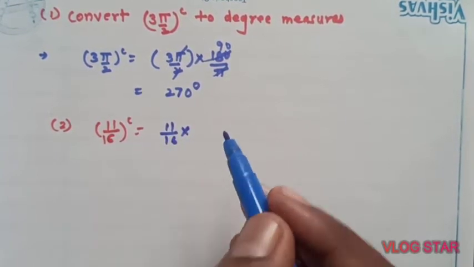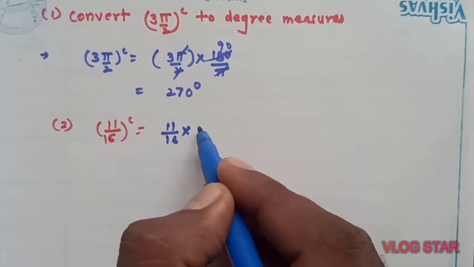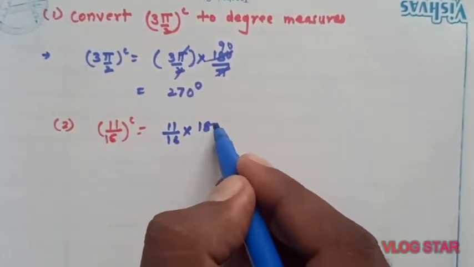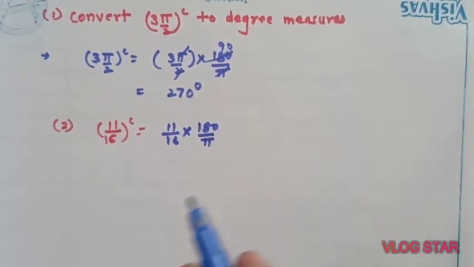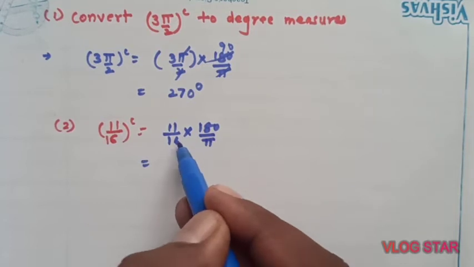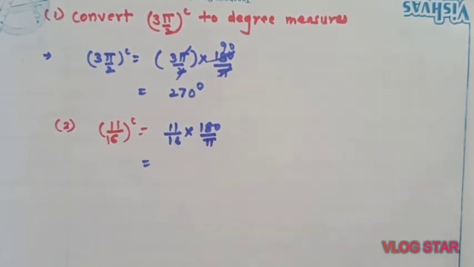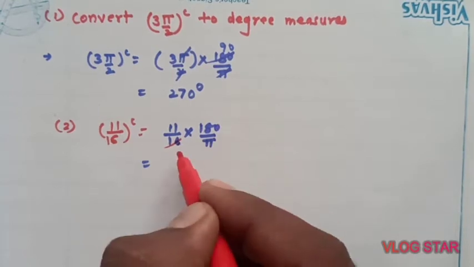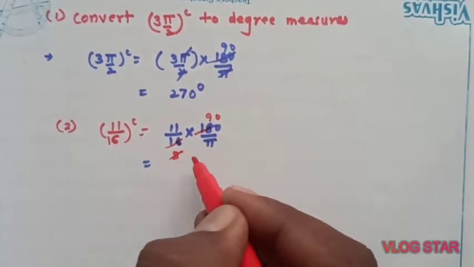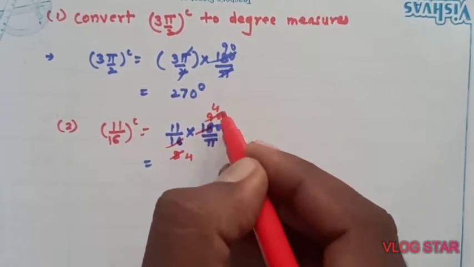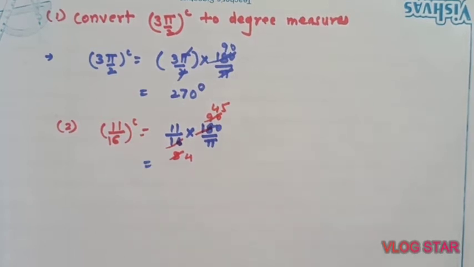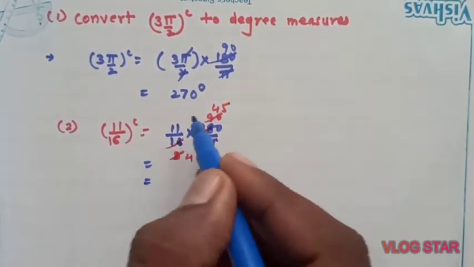So the conversion factor from radian to degree is 180 upon pi. You know the value of pi, so we will reduce it. So what is the reduction factor? Here you can check, reduction is 2 eights are 16, 2 nines are 18, again by 2, 2 fours are 8, here 45. So further reduction is not possible, so we'll continue with the simple calculation.